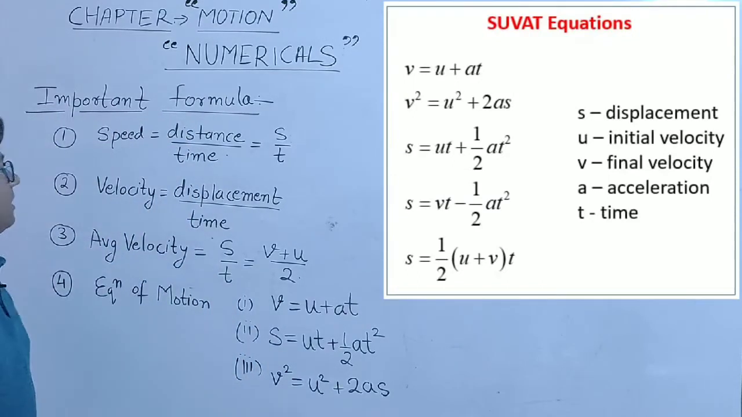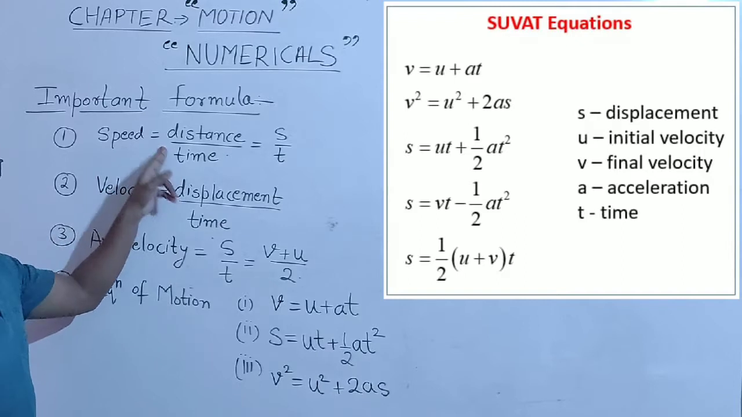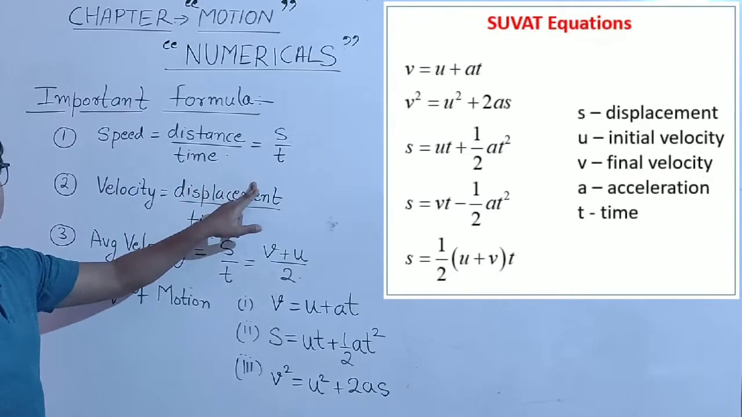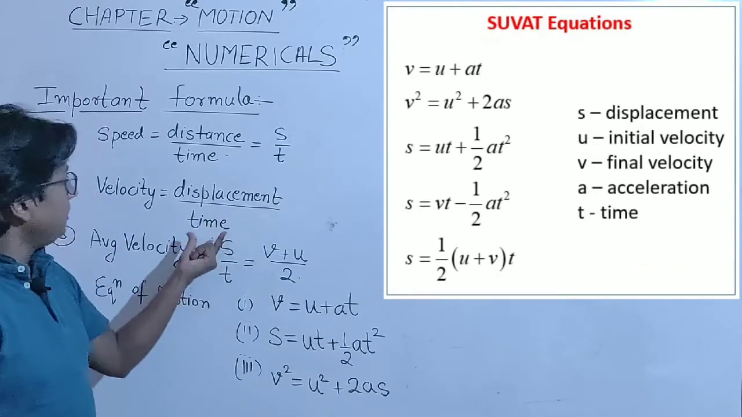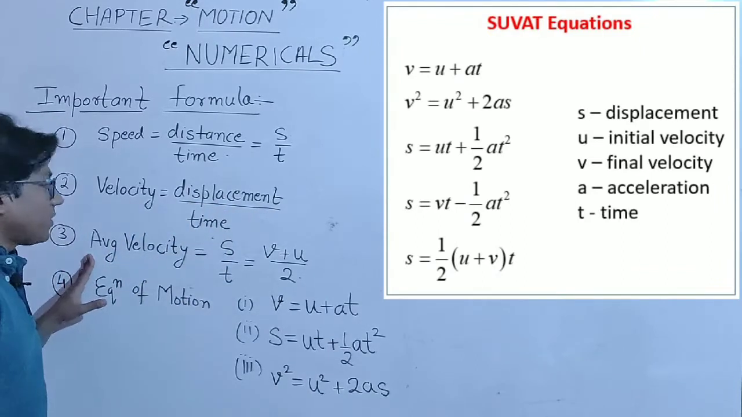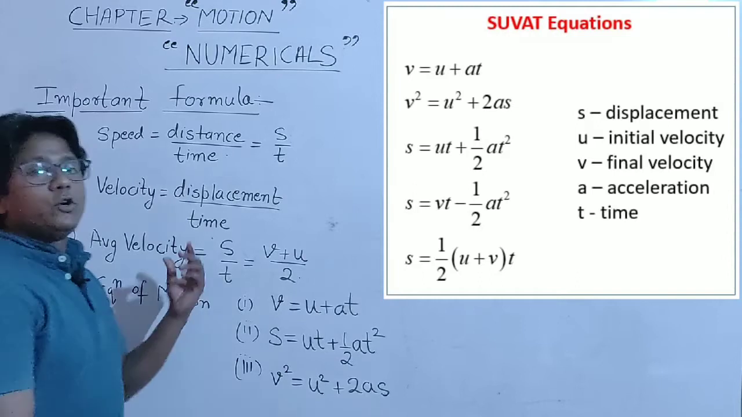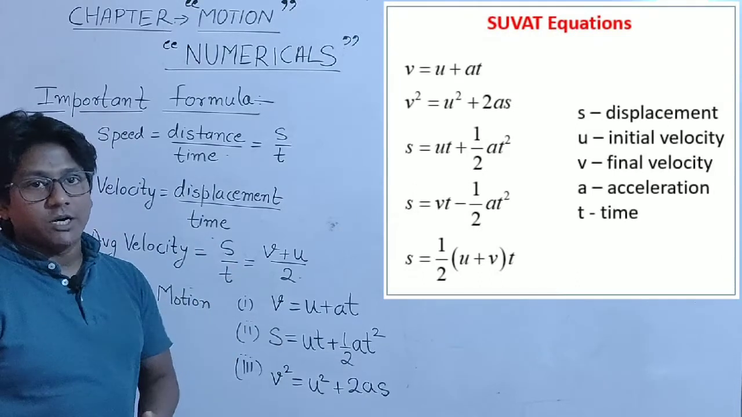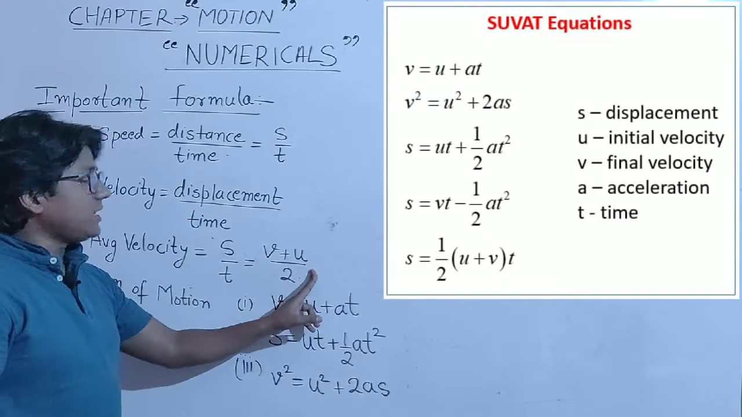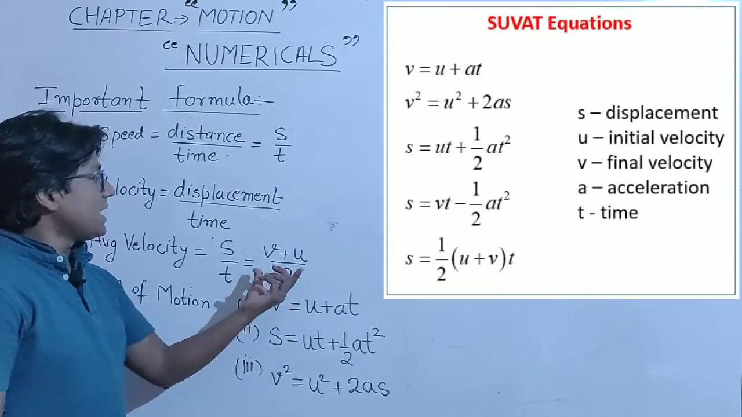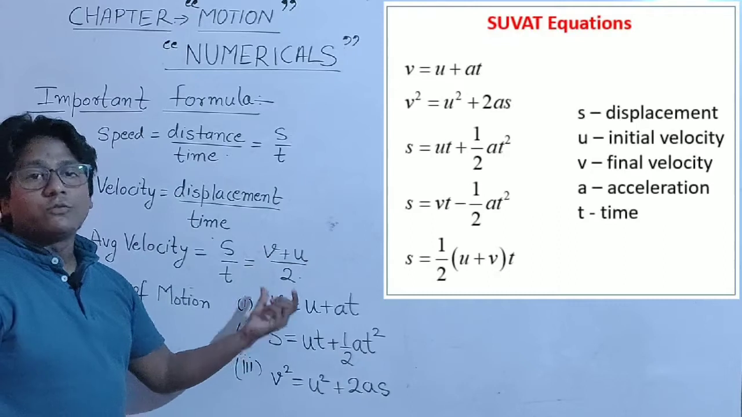So first formula is speed is equal to distance upon time, that is s by t, as same velocity will be displacement upon time. For the average velocity, it has two formulas: total displacement upon total time, and the final velocity plus initial velocity by 2, means average of the both velocities.